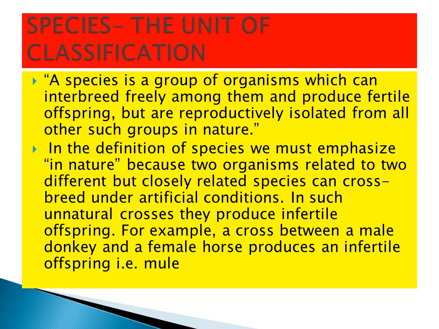And please focus that in the definition of species, we must emphasize in nature, because 2 organisms related to 2 different but closely related species can crossbreed under artificial conditions. And in such unnatural processes, they produce infertile offspring. For example, a cross between a male donkey and a female horse produces an infertile offspring, the mule.